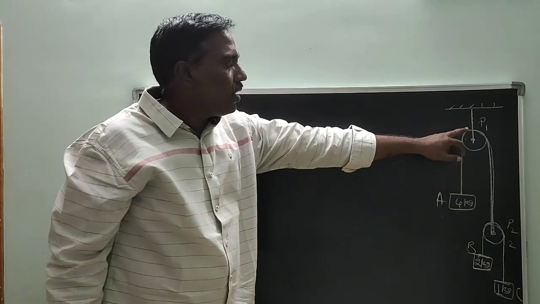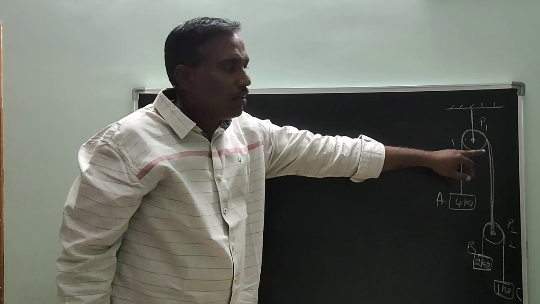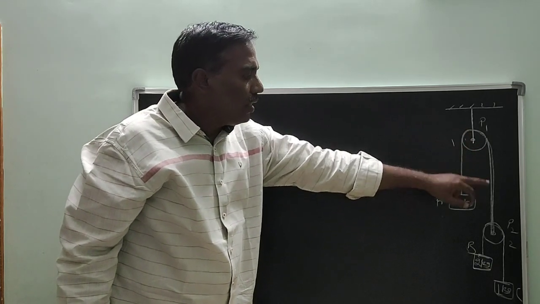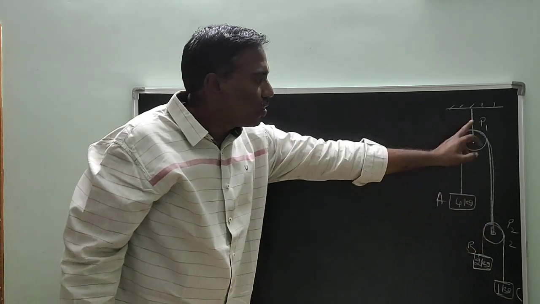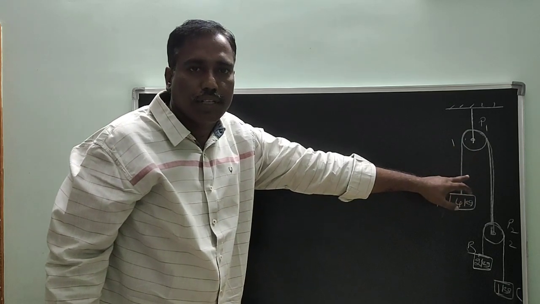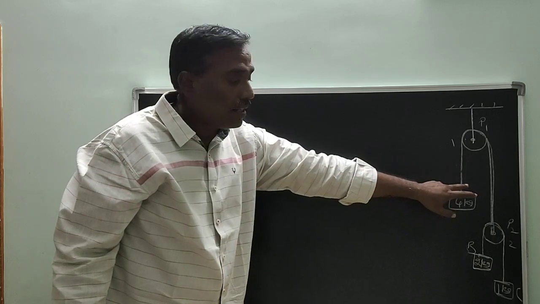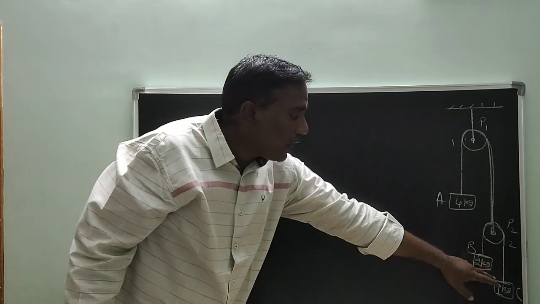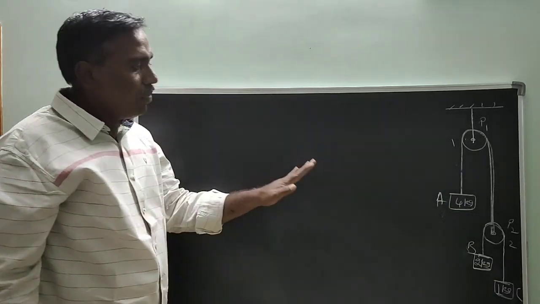Ideal means the mass of each pulley is 0. There is no friction between string and pulley. String 1 is ideal, which means the mass of the string is 0 and the length of the string is constant. This string is also ideal. So this is the arrangement of the pulleys and blocks.